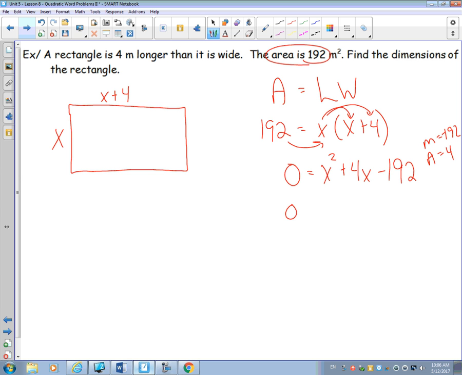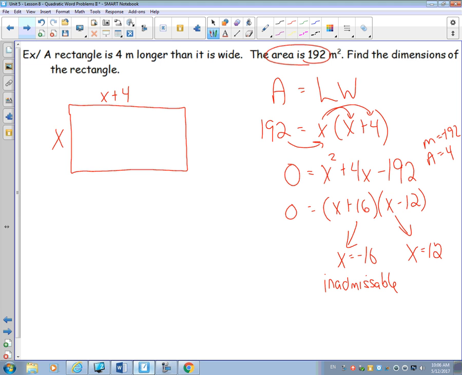Add to 4, so they're 4 digits apart. What works for that? 16 and negative 12. That'll work. So I got negative 16 and I got positive 12 for my answers. Now when we deal with shape questions, we often come across something that's inadmissible. In this case, negative 16. We can't have a length or a width, for that matter, that has a negative value.